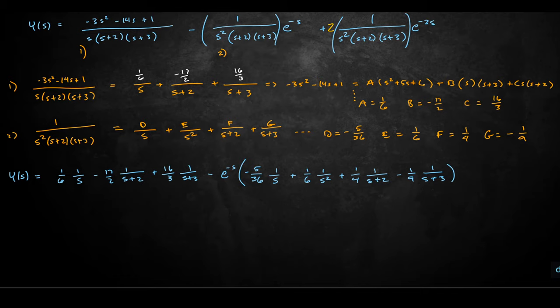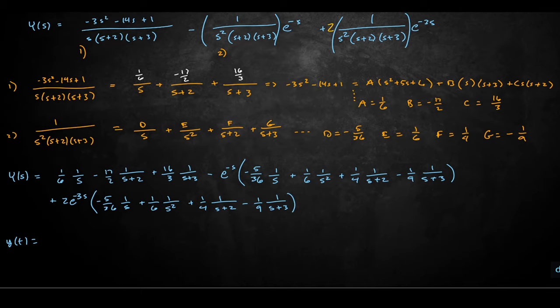And then over here we'll say plus 2 e to the negative 3s times negative 5 over 36, 1 over s, plus 1 over 6, 1 over s squared, plus 1 over 4, 1 over s plus 2, minus 1 over 9, 1 over s plus 3. Oh, quite a bit. Now we take the inverse Laplace transform of each one using the second translation theorem in reverse to get y of t. So y of t is going to be 1 over 6 times 1 minus 17 over 2 times e to the negative 2t plus 16 over 3 e to the negative 3t.